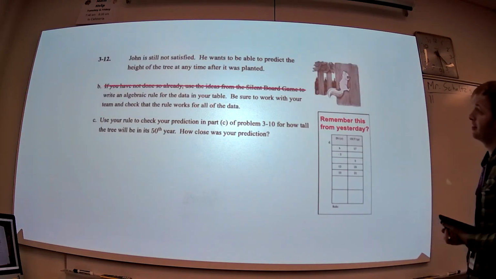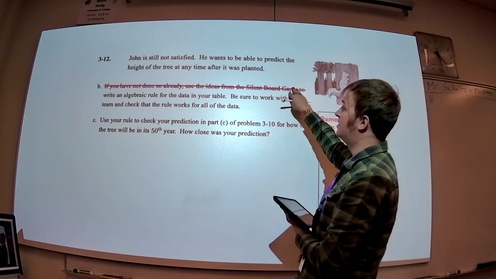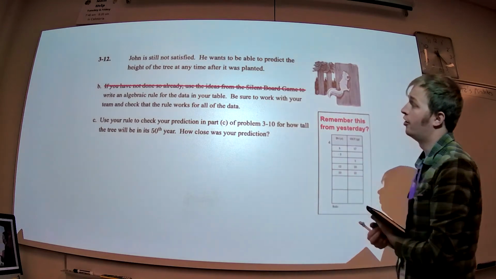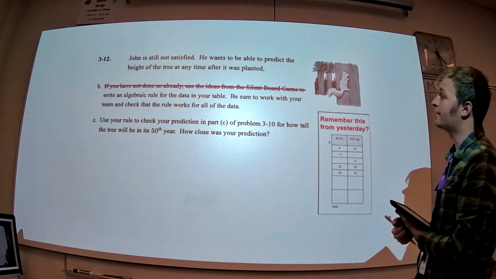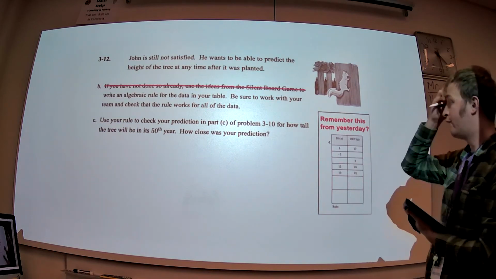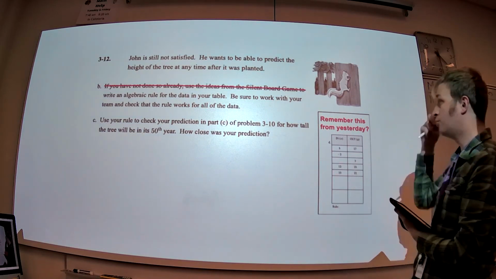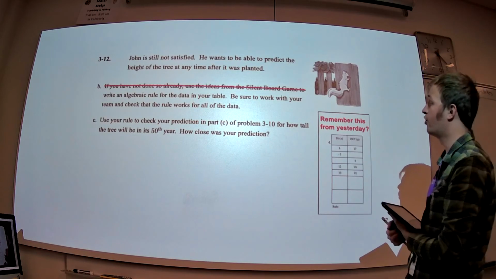So in part B, it says, and we didn't play the silent board game yet in this lesson, so you can skip that line. But in part B, it says, write an algebraic rule for the data in your table. Be sure to work with your team and check that the rule works for all of the data.